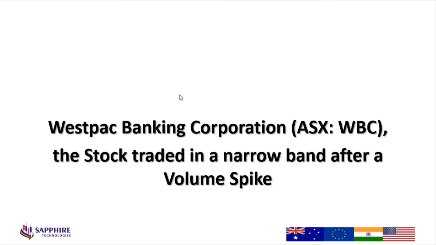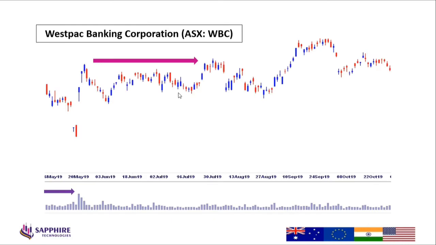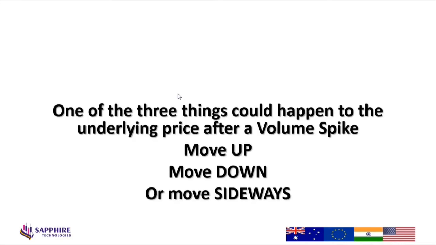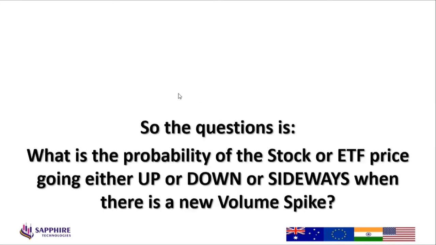Westpac Banking Corporation, that's an Australian stock. The stock chart is WBC, and it traded in a narrow band after a volume spike. As you can see here, the spike had happened, but the stock declined, recovered, and pretty much traded sideways. So basically, one of three things can happen once there is a volume spike, or a sudden change in the volume. Either it goes up, or it goes down, or it moves sideways.